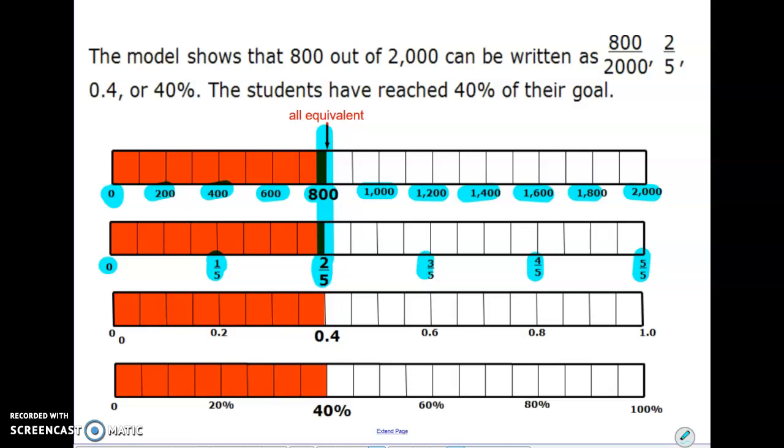If we change those fractions to decimals, 0 would stay as 0. 1/5 would be the same as 2/10. 2/5 is the same as 4/10. So 800 out of 2,000 is the same as 4/10 of the amount. And yesterday we talked about percentages, and we said percent means out of 100. So 4/10 is the same as 40/100. That would be the same as 40%.